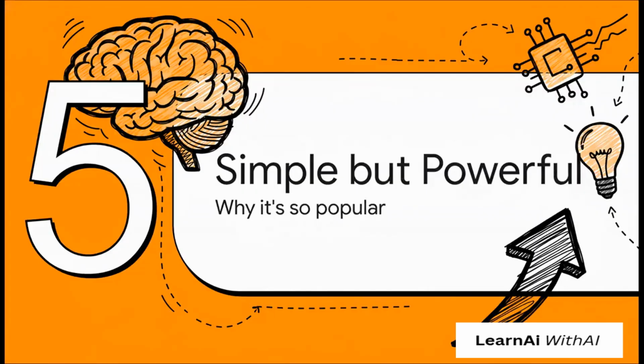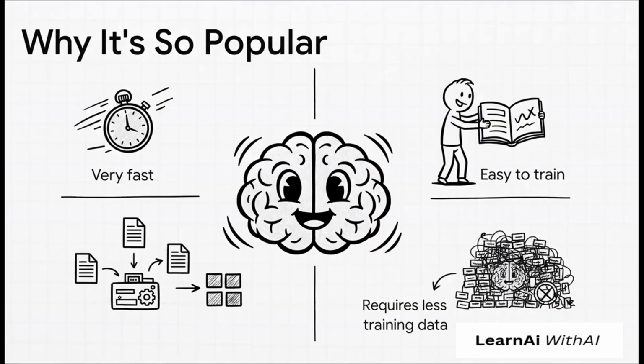At this point, you might be thinking, wait, that's it? That seems way too simple to actually work. But honestly, that's the whole beauty of naive Bayes. Its simplicity is the exact reason it's become such a huge deal in machine learning. So why is it so popular? Well, for one, it's incredibly fast. Because it's ignoring all those complex relationships between words, the math is dead simple.